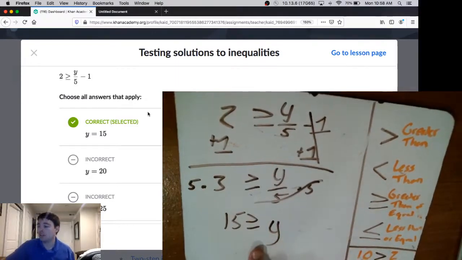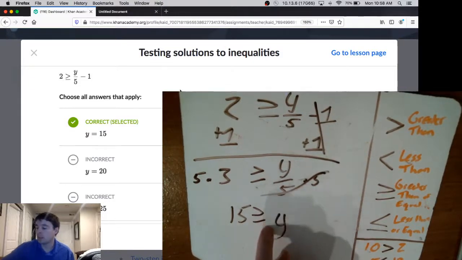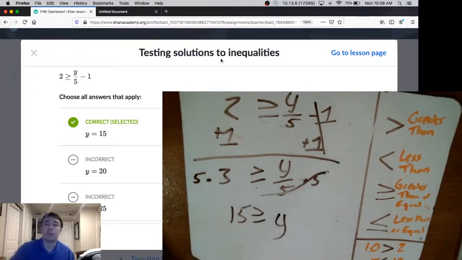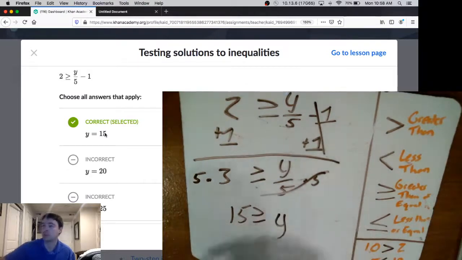So if I had taken this approach instead of substituting in for y each time with the answers, then ultimately I would see y has to be less than or equal to 15, and the only answer here that lines up, same answer I got by substituting in, y equals 15, is the only one that satisfies this. y has to be less than or equal to 15.